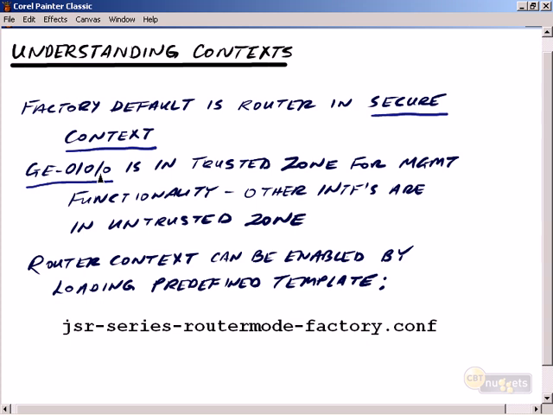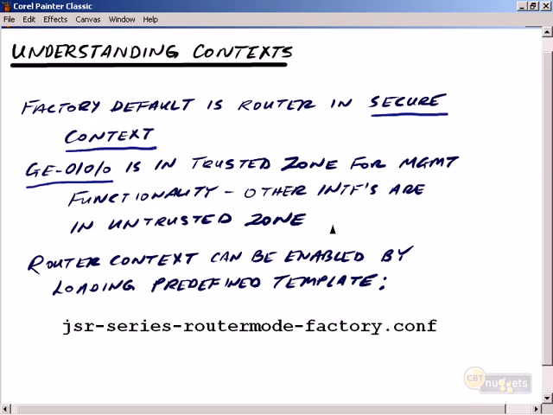Trying to get reachability on ge-0/0/1, 0/0/2, or 0/0/3 is only possible if I go through my zone configuration and, for example, place ge-0/0/2 into the trusted zone. And that is an option. However, that is something we're going to cover in greater detail in the security track, okay?